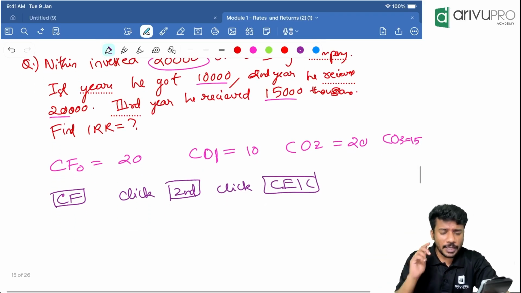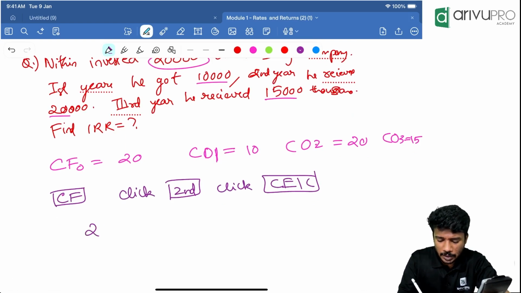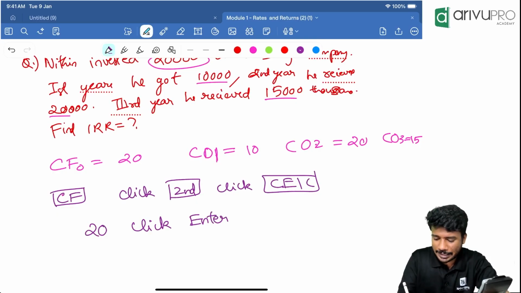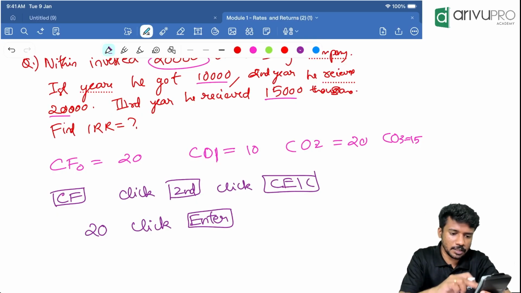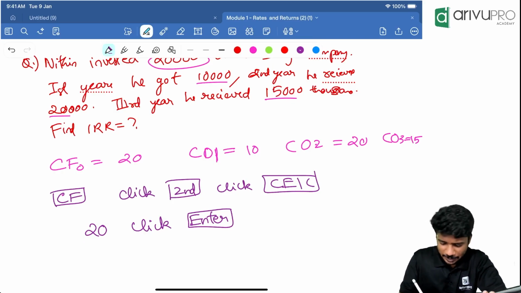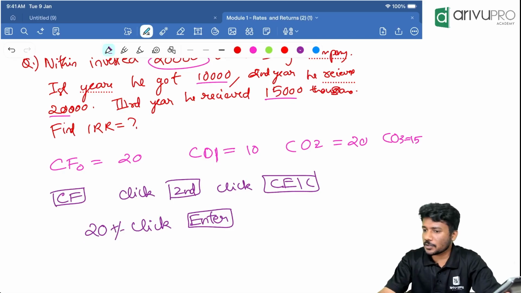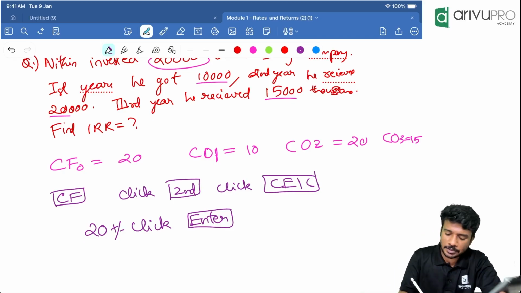Now we are going to enter. CFO is how much? That is 20. Type 20, then click the enter button. Now you come down. If required, you can click minus. Better, otherwise our entire answer will change. So you click plus or minus, then click enter. Correct. Perfect.